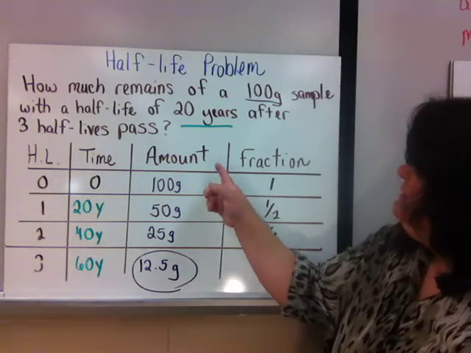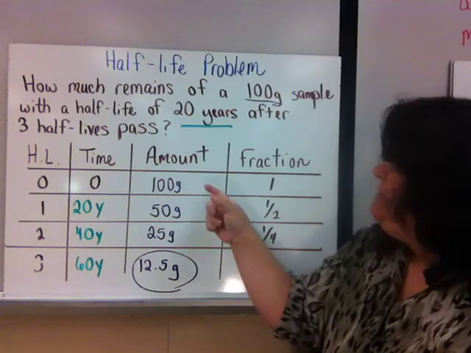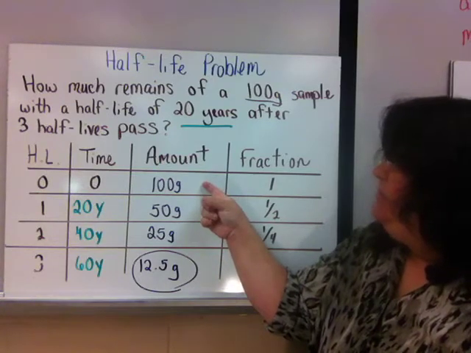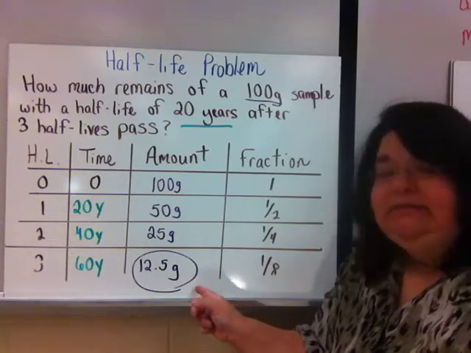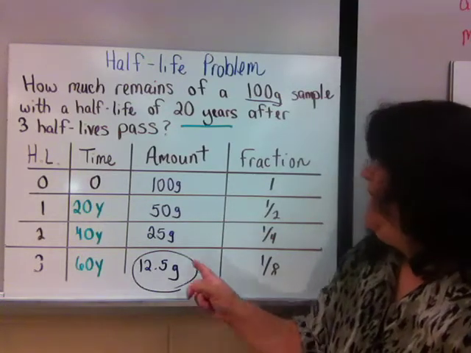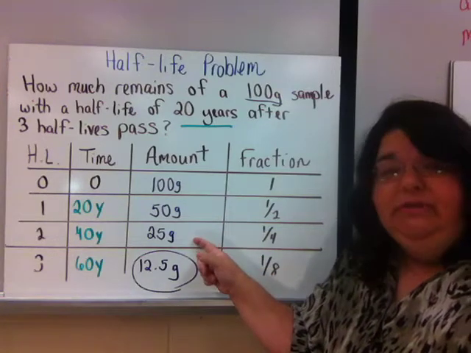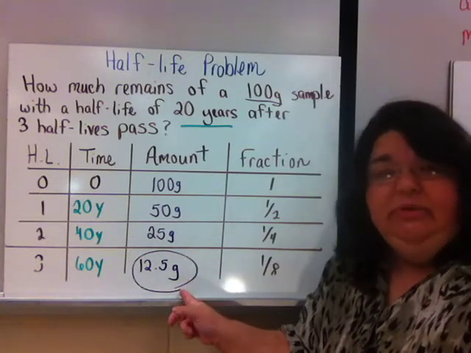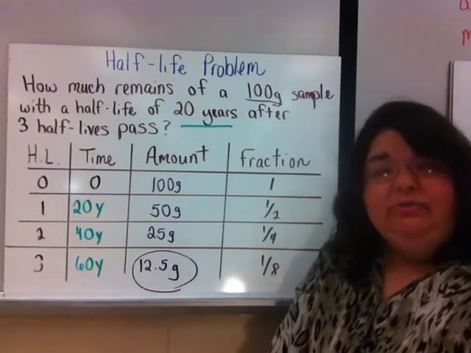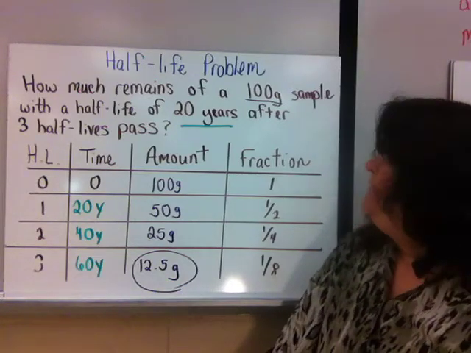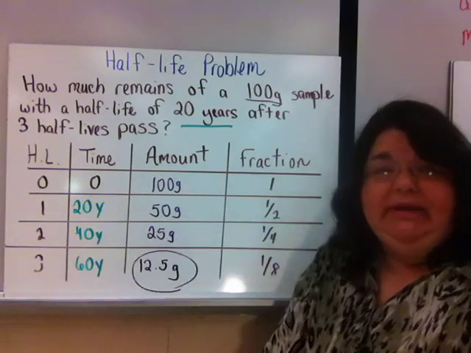Now, I want to find out how much remains after 3 half-lives. So what I need to do is take my original amount and divide by 2 until I get to my third half-life. 100 divided by 2 is 50, divided by 2 is 25, and divided by 2 is 12.5. So I know that I only have 12.5 grams left of this 100-gram sample that has a half-life of 20 years.